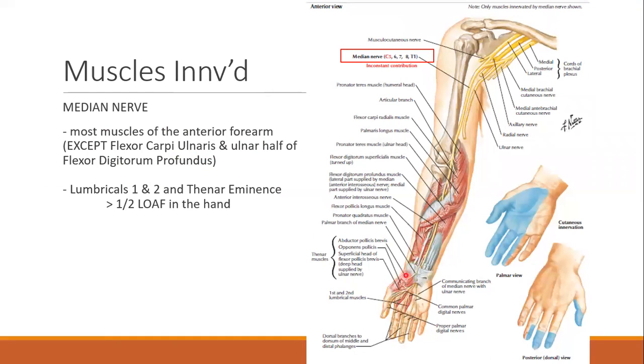And then in the hand, median nerve innervates the first and second lumbricals as well as the muscles of your thenar eminence. I love this plate in Netter because it's literally showing you all the different muscles that it innervates, as well as the cutaneous innervation over the hand. So this is median nerve.